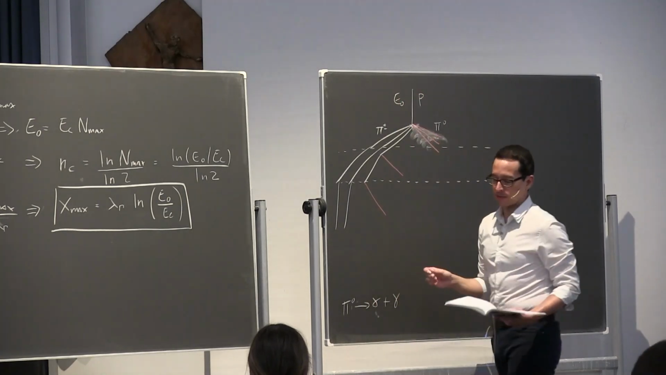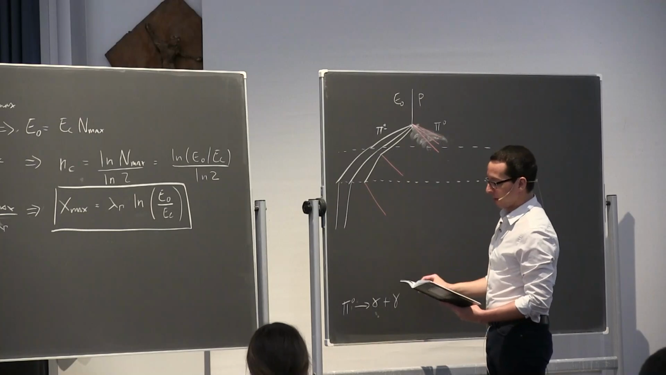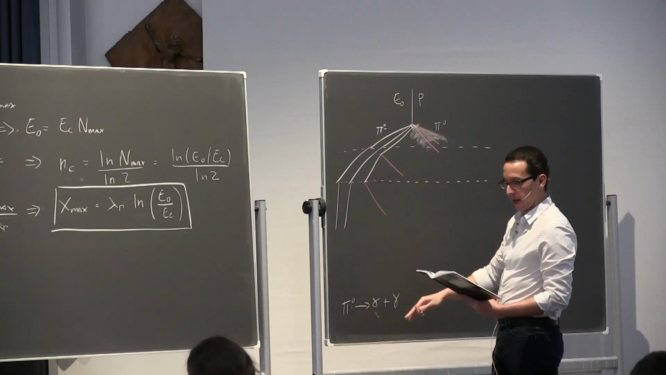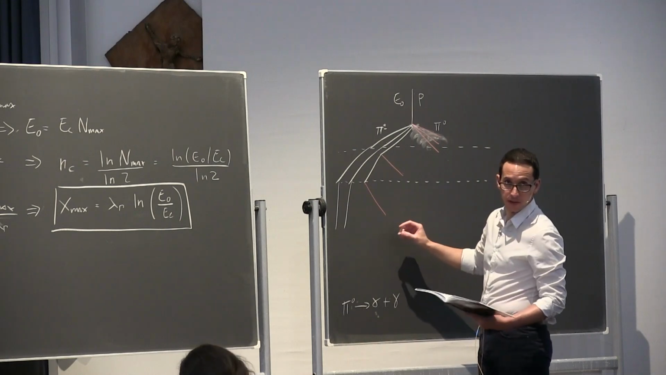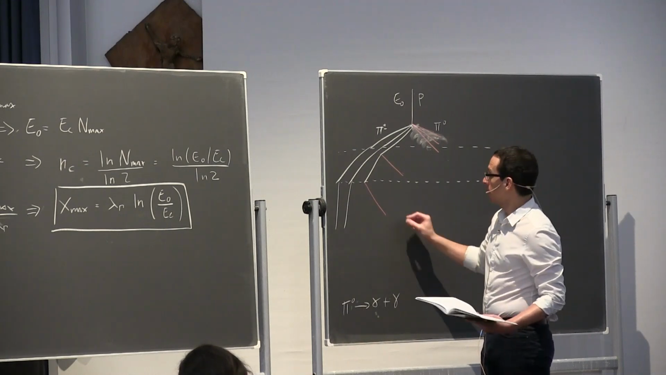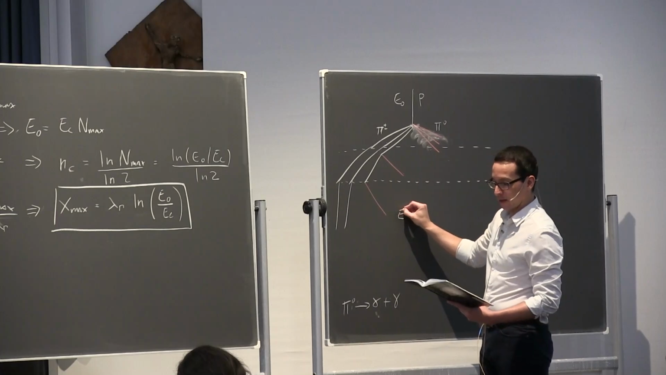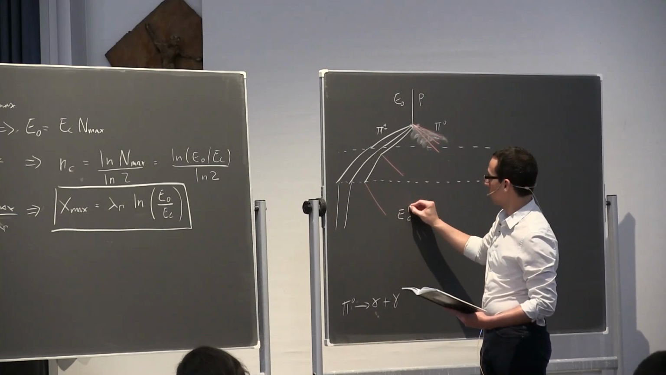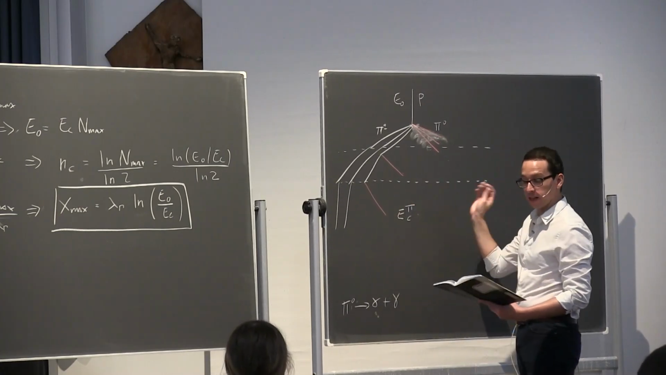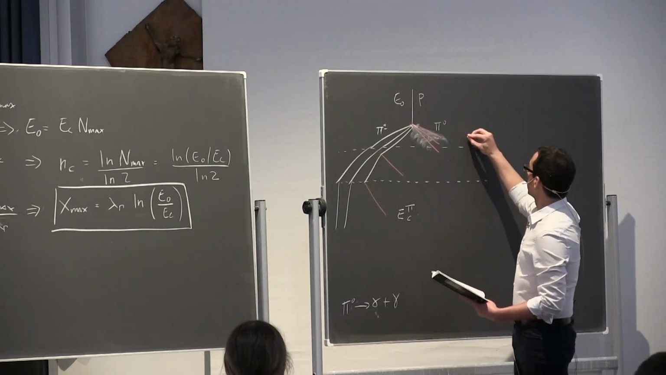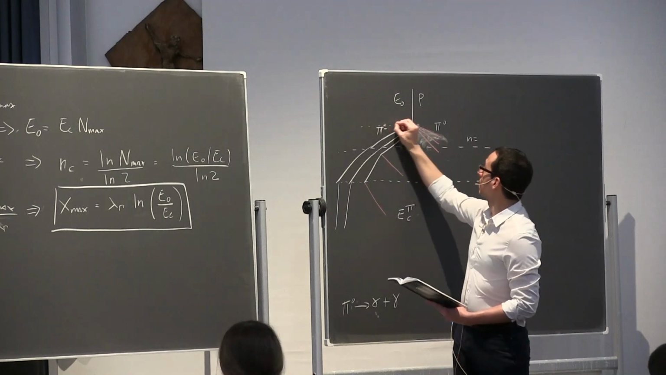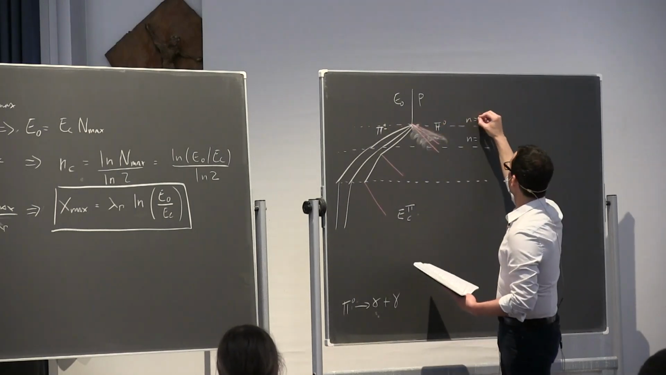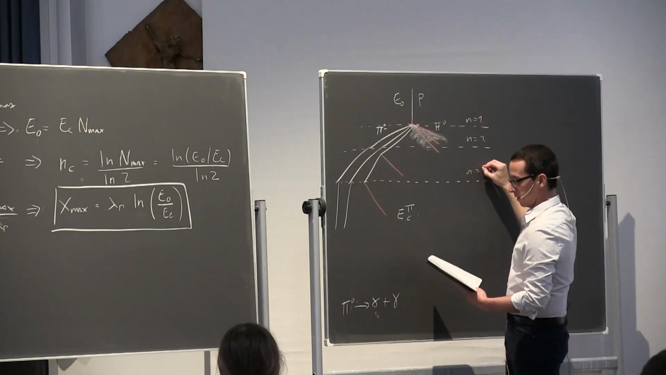We start with an initial primary energy, and eventually once the shower has developed, we reach a point where the shower grows no more, and that happens when the average energy of each particle is some critical energy of the pions. I forgot this one. Let me write a few levels here.